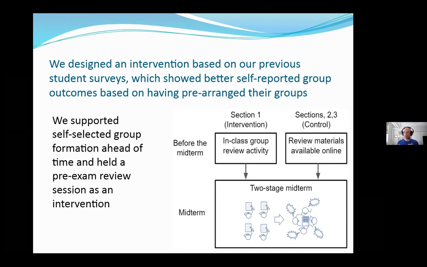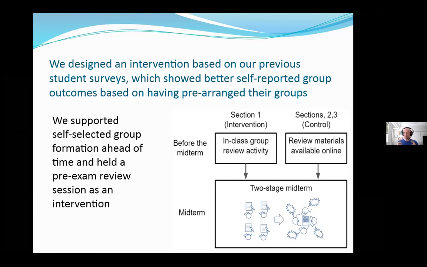They could indicate that to us ahead of time, and they could even know who's in their group before the review. And in the worst case scenario, once they got to the review, we would find them a group. And so they would still know who was going to be in their group and have an opportunity to engage with them before the actual exam. So this is the intervention.